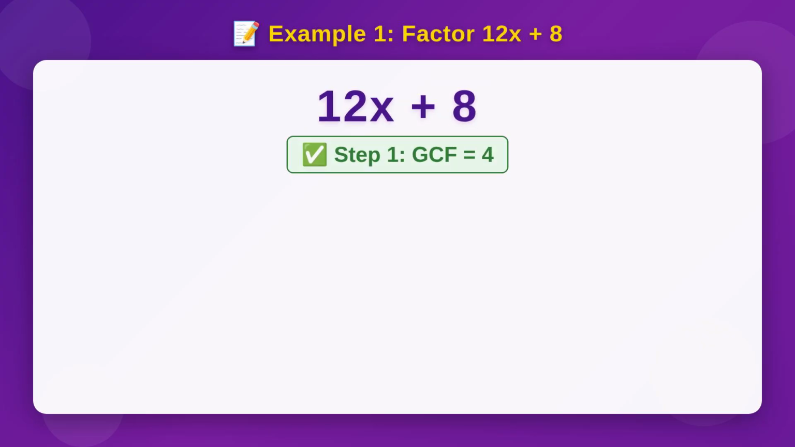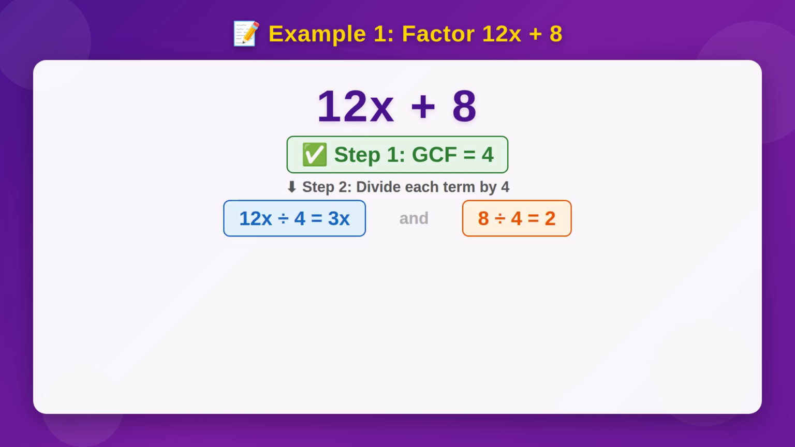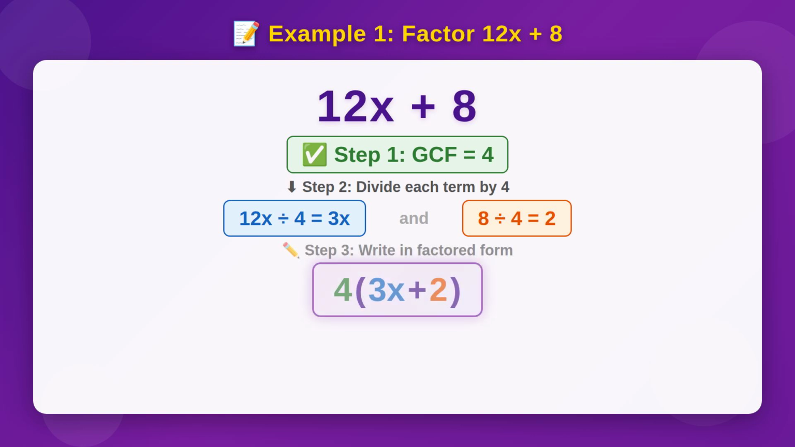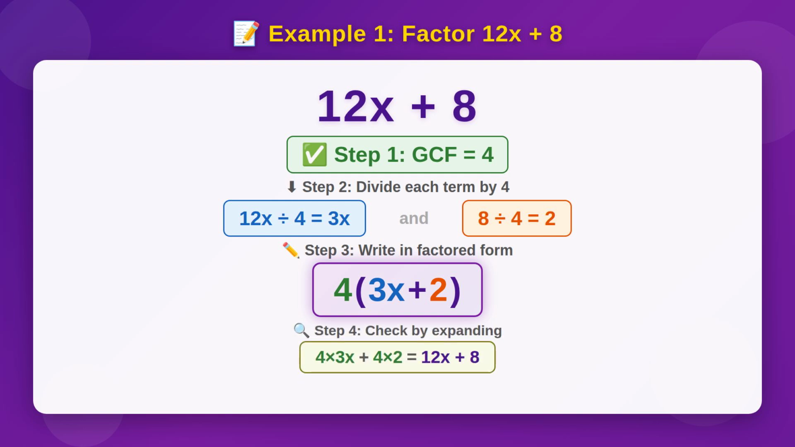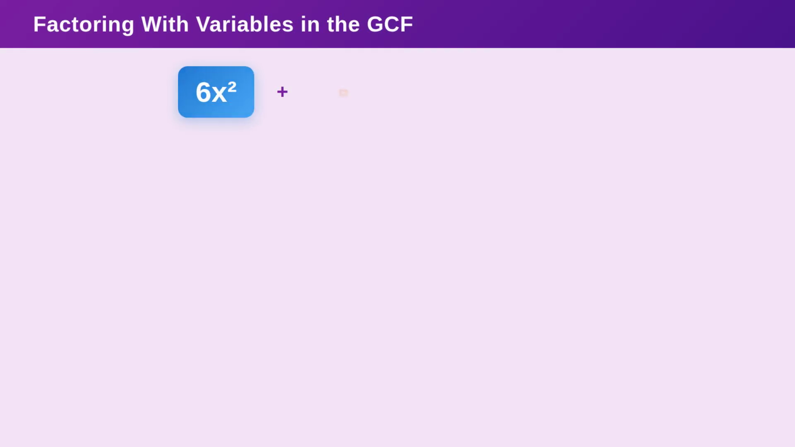This is Maya's exact homework problem. Let's solve it together. We have 12x plus 8. Step 1, find the GCF of 12 and 8. That's 4. Step 2, divide each term by 4. 12x divided by 4 is 3x. 8 divided by 4 is 2. Step 3, write it as 4 times the quantity 3x plus 2. So our factored form is 4 times open parentheses 3x plus 2 close parentheses. Step 4, let's check. Multiply 4 times 3x to get 12x, then 4 times 2 to get 8. That gives us 12x plus 8. It matches. Maya just got her first answer right.